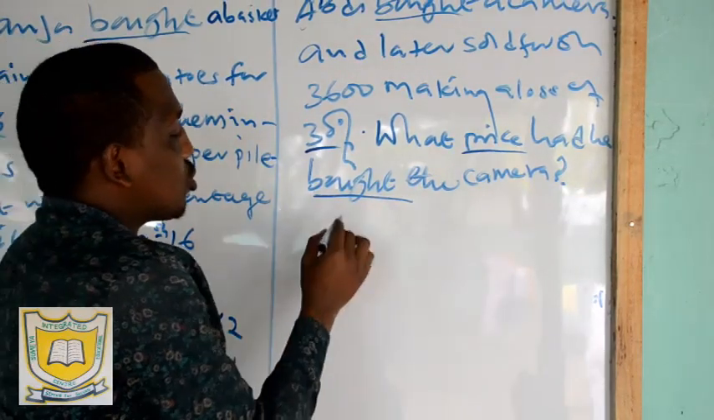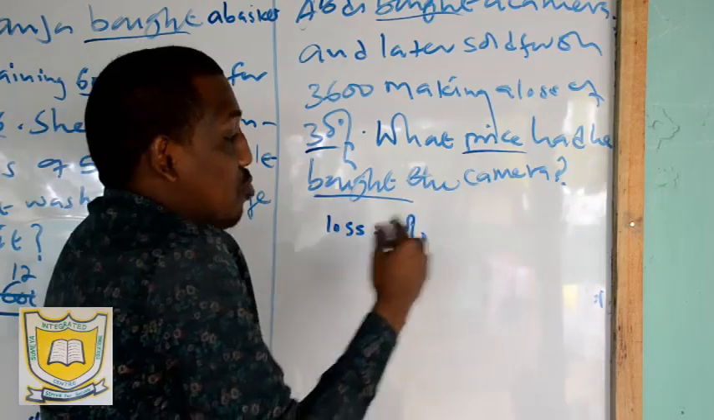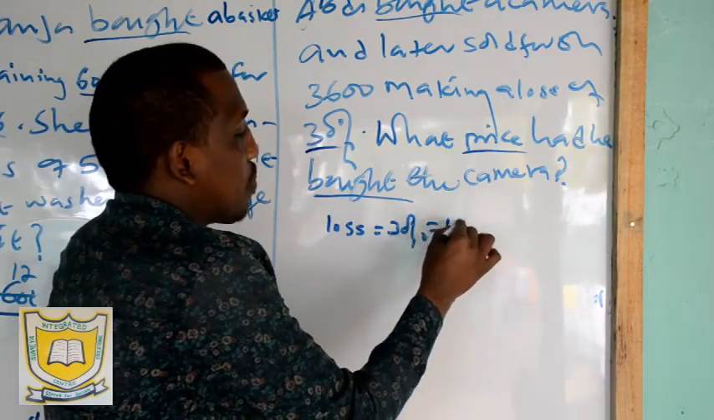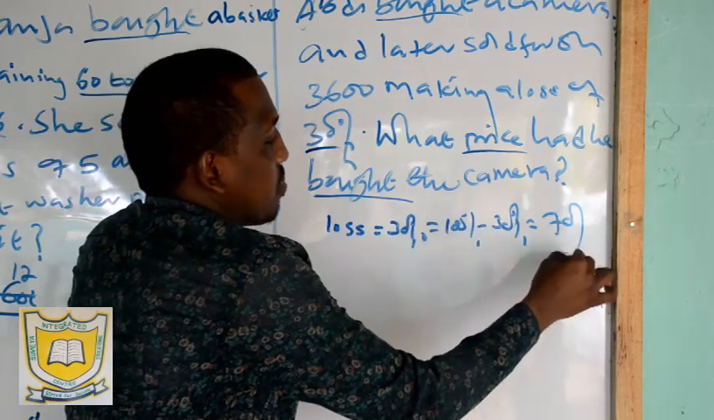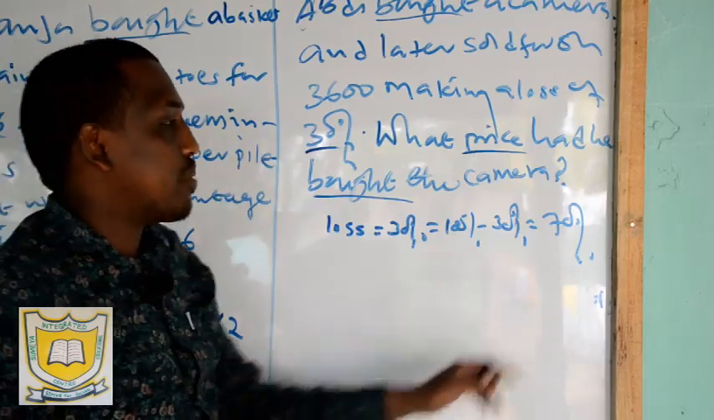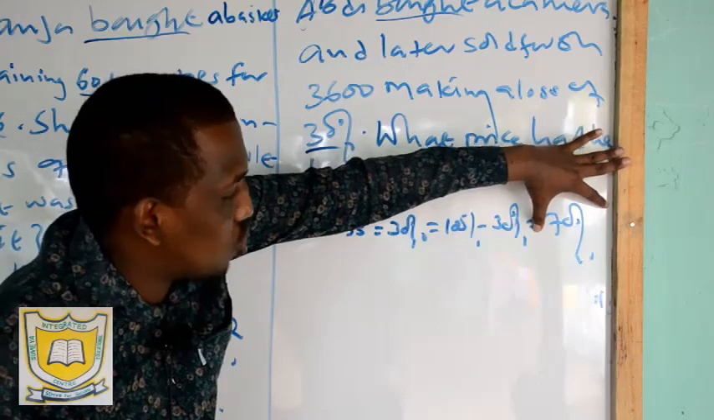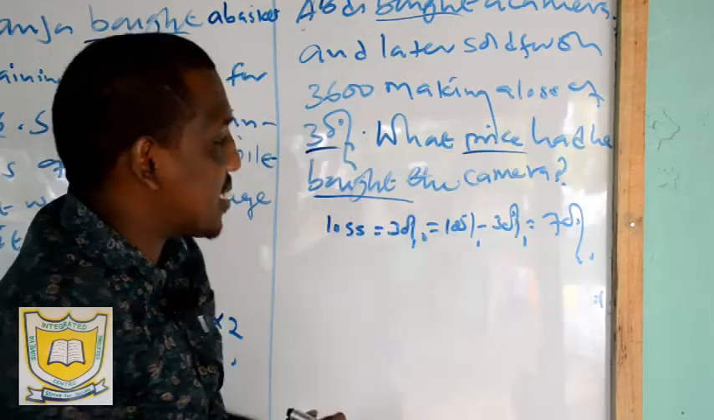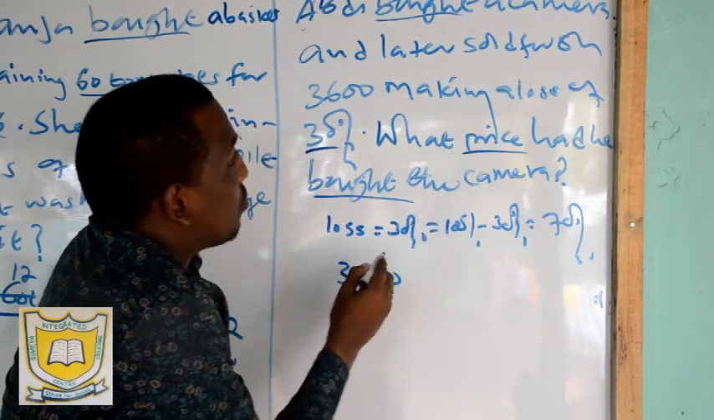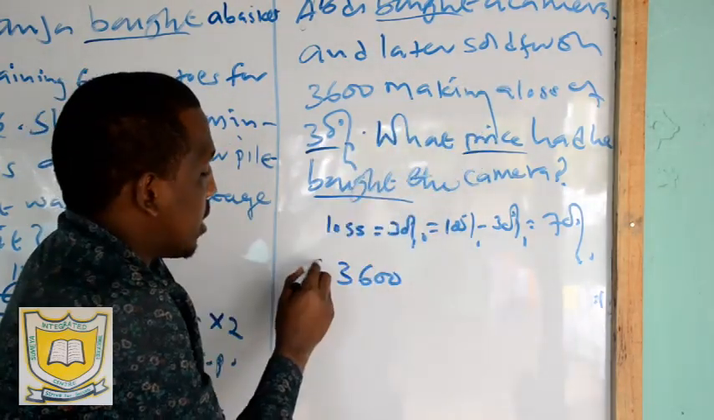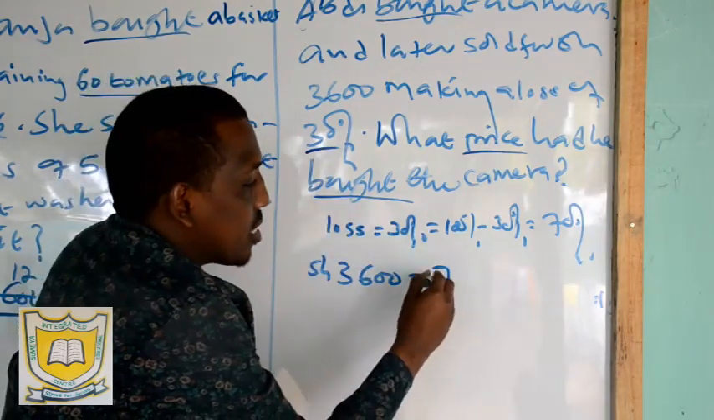So now you are told a loss of 30%. I said earlier, loss you subtract, profit we add. So for loss we say 100% minus 30%, and you will get 70%. This 70% is after he sold it, when he made this loss. So this is the selling price. The buying price is 100%. He sold it for shillings 3,600, making a loss of 30%, which is 70%.